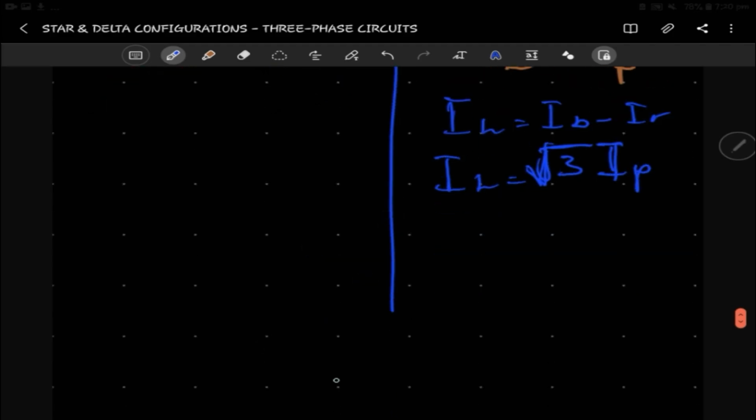Because we know that the whole thing that we've been doing so far is based on this equation. What we have is V is equal to IZ, right? Which we got from V is equal to I, right?